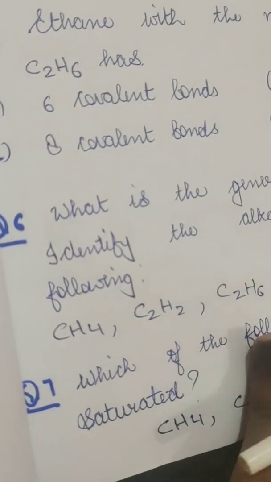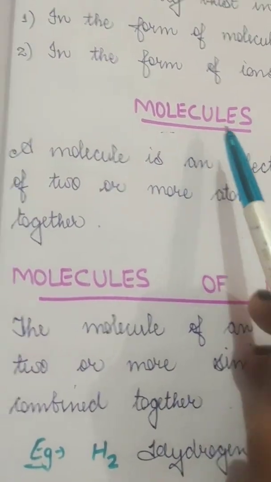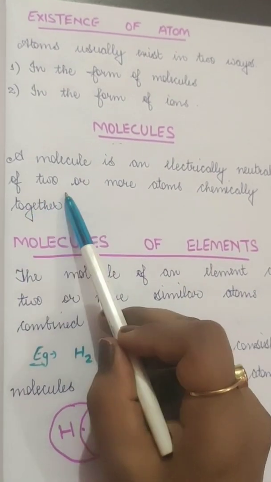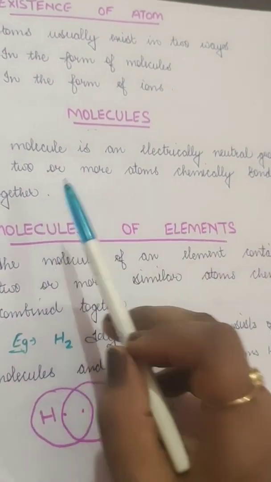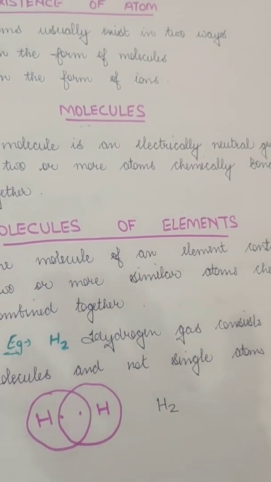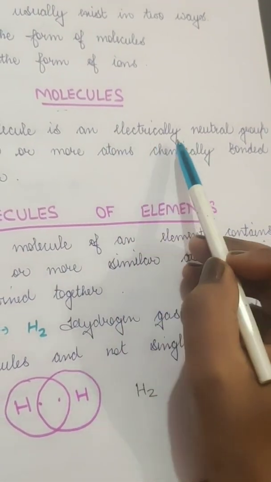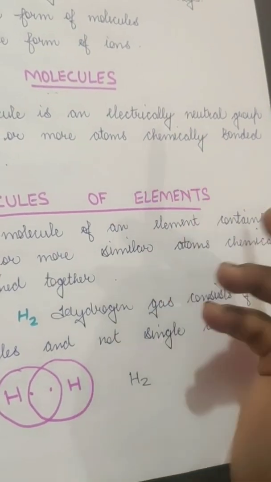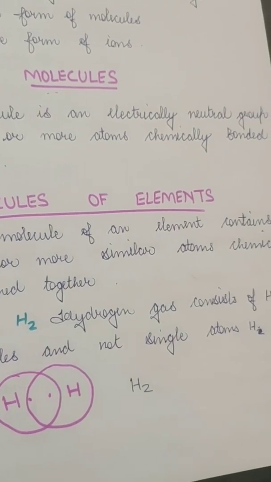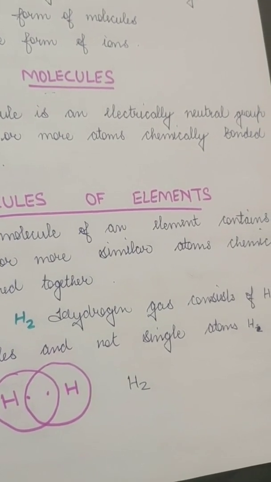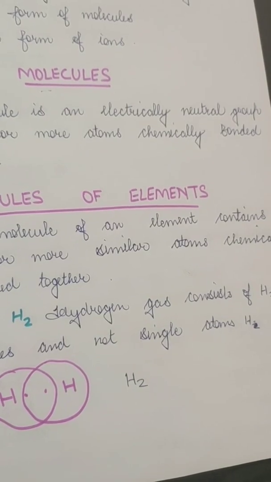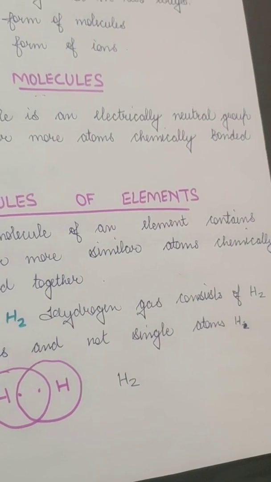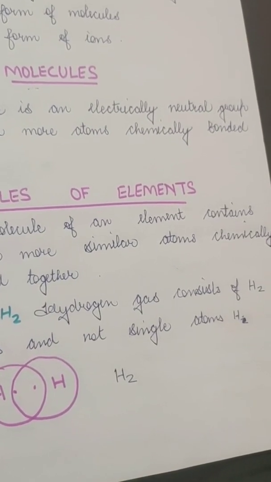Okay, now let's get back to the topic. Molecules. A molecule is an electrically neutral group of 2 or more atoms chemically bound together. So why are we using the term electrically neutral? Because when a molecule is formed, it becomes stable. It does not react with any other thing, and this is formed by covalent bonding. So when the atoms combine together in a molecule, they are held by covalent bonds, and this combination of atoms is called a molecule.